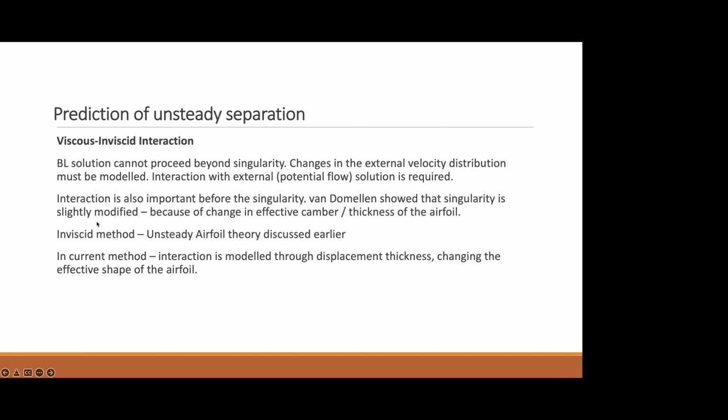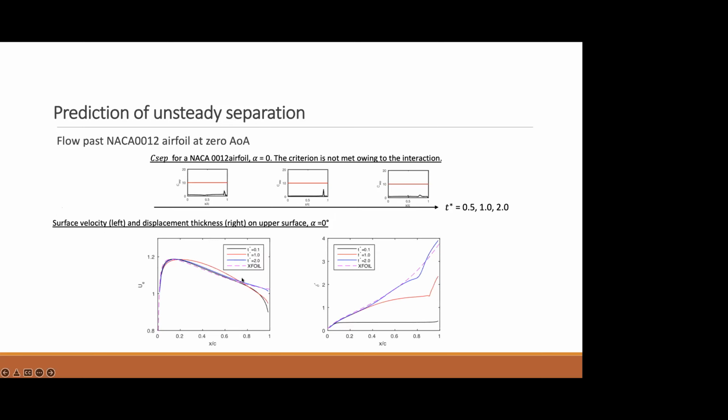So here, the inviscid method that we're using is the unsteady airfoil theory that we discussed earlier. And there are a number of methods of modeling this viscous inviscid interaction. So for example, in XFOIL, which is a viscous inviscid interaction software for steady flows, it's done through transpiration velocity. But here we are doing it through displacement thickness by changing the effective shape of the airfoil, which I'll demonstrate in just a second. So let's look at how this method works.